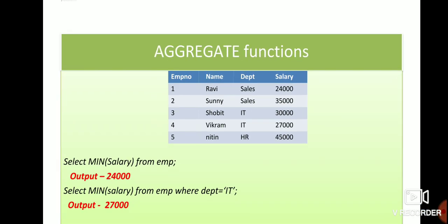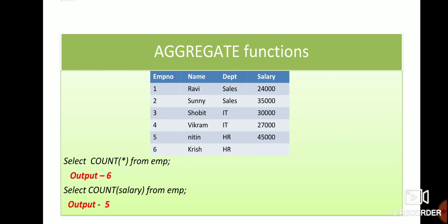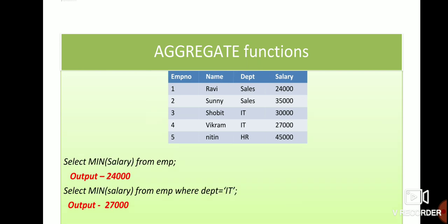Next, minimum. To calculate the minimum salary, what will you do? MIN(salary) FROM employee. What will be the output? What is the minimum salary in this salary column? 24,000 is the minimum salary in the salary column. If I want to give some condition with the WHERE clause, like WHERE department = 'IT', in IT you will differentiate between 30,000 and 27,000. So what will be the output? 27,000 will be the output.